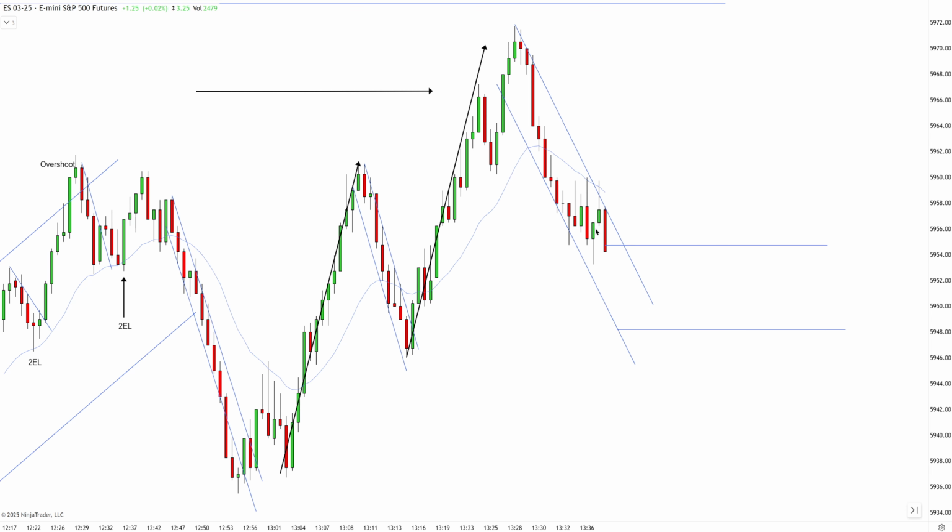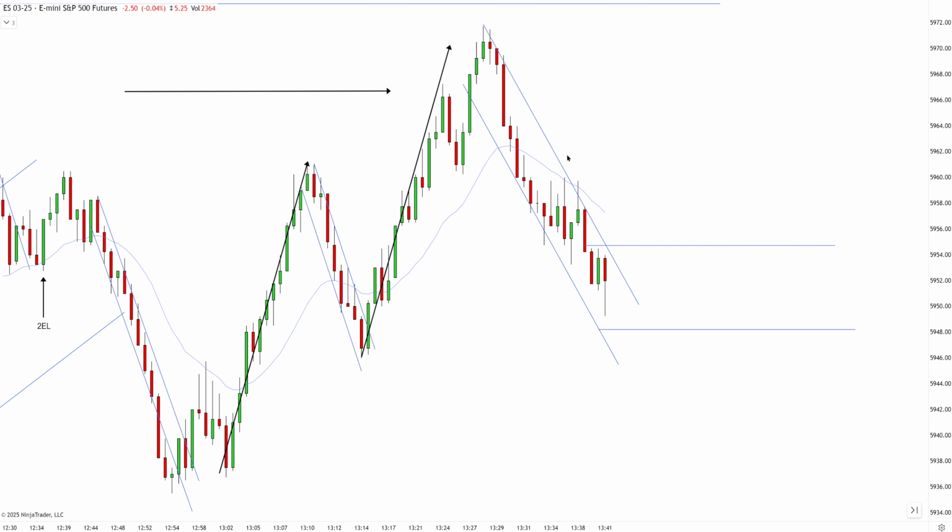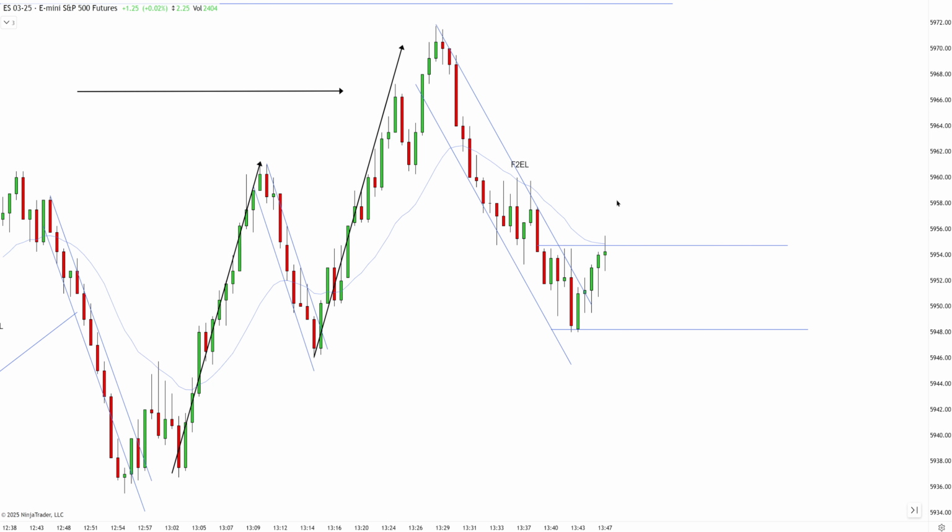Failed second entry long, it worked, but it pushed so far down. You'd prefer to have a failed second entry long something like this. New high, first entry long, second entry long around this area, so we can catch the move down. It formed at the bottom of the move, even though it worked because we keep the stop loss here. Okay, the downtrend is still in play.